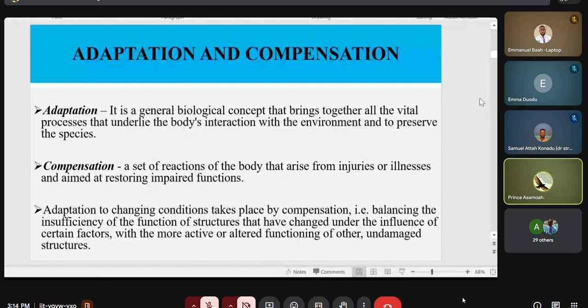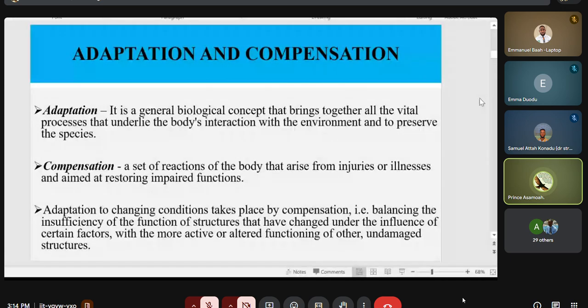it must react. The reaction of this cell can be seen as being adaptive. It is either adapting or compensating. Now, let me explain.